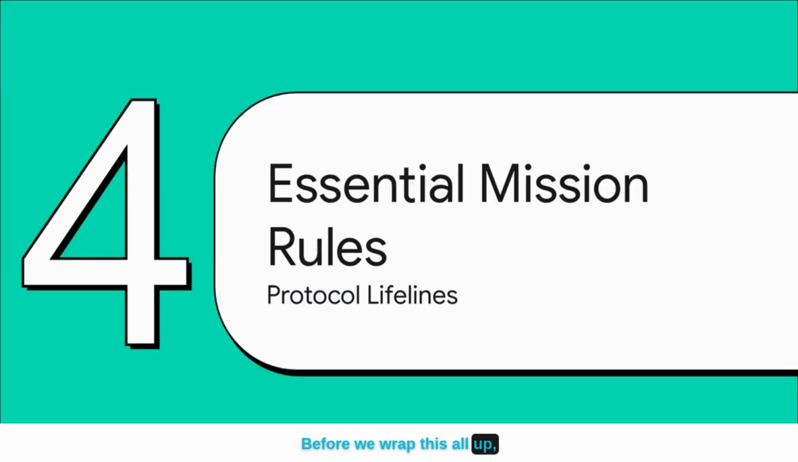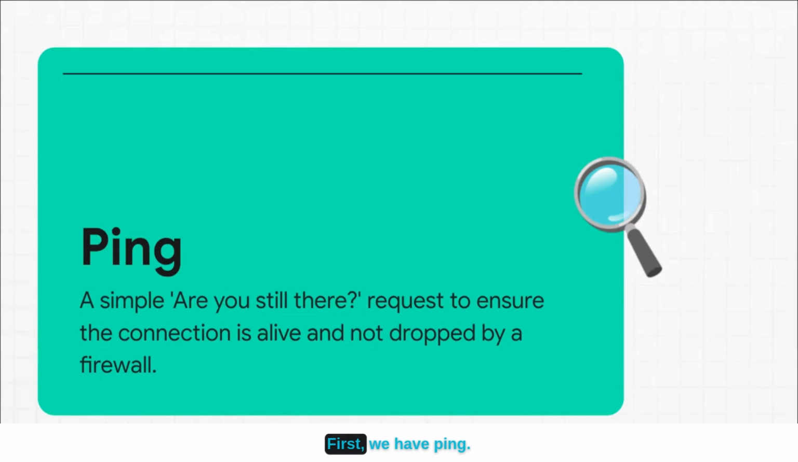Before we wrap this all up, let's quickly go over the protocol's lifelines. These are the essential rules of the road that keep every mission running smoothly from beginning to end. First, we have ping. It's a super simple, lightweight check-in. Hey, you still there? This is absolutely vital because things like firewalls or network glitches can silently drop a connection. A quick ping just makes sure that line of communication is still wide open.